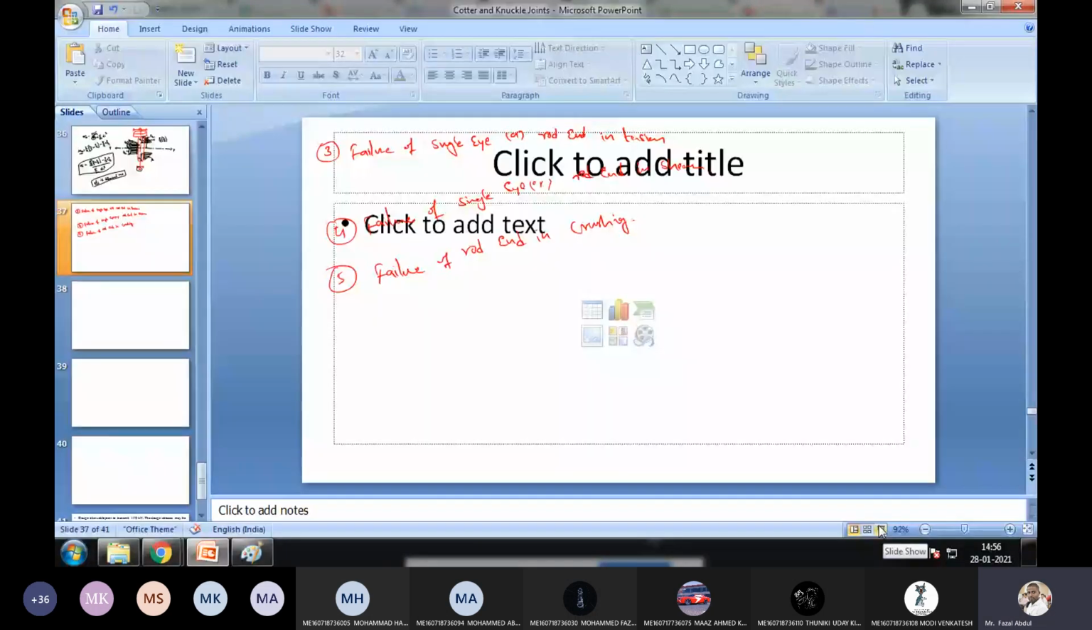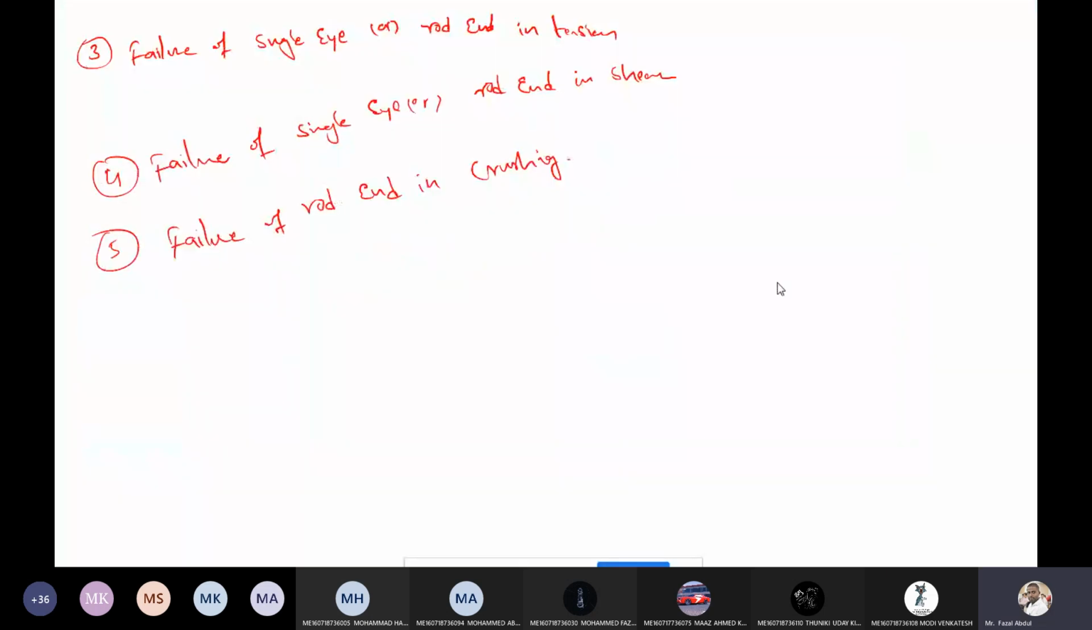fifth one. Now the sixth one is failure of fork end in tension. So how it appears, just see in the animation video.